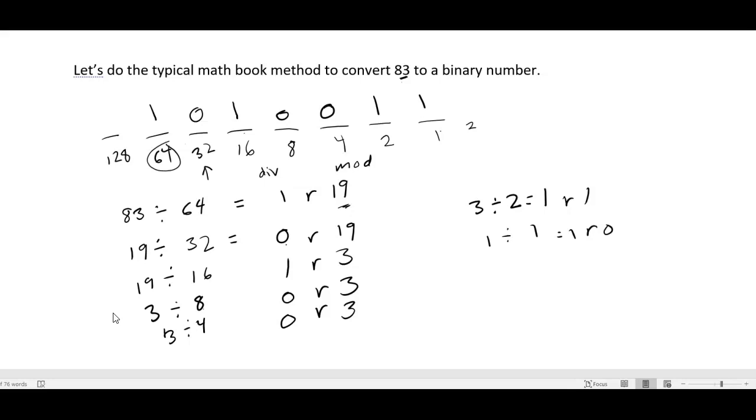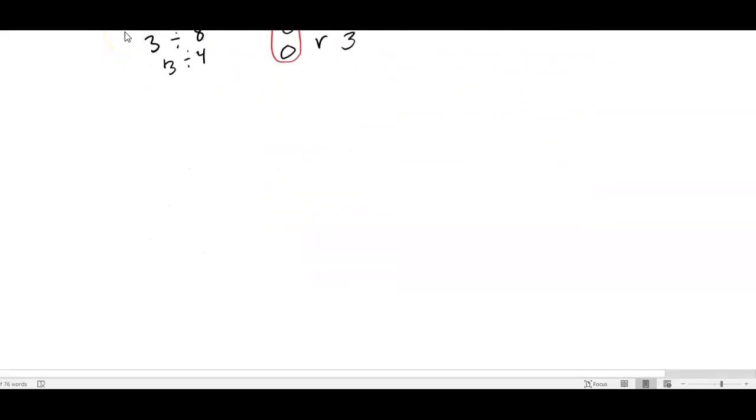So what you see is when I do it in this method, my result comes moving left to right from the values of the quotient. If I read these left to right: 1, 0, 1, 0, 0, 1, 1. I went from left to right. Now the algorithm of your book does this a little bit differently. Let's take a look at that.